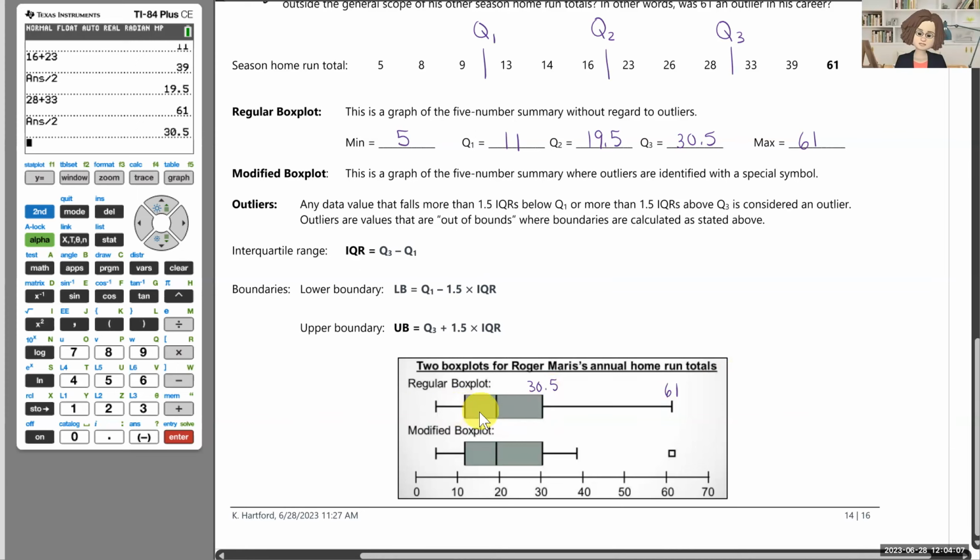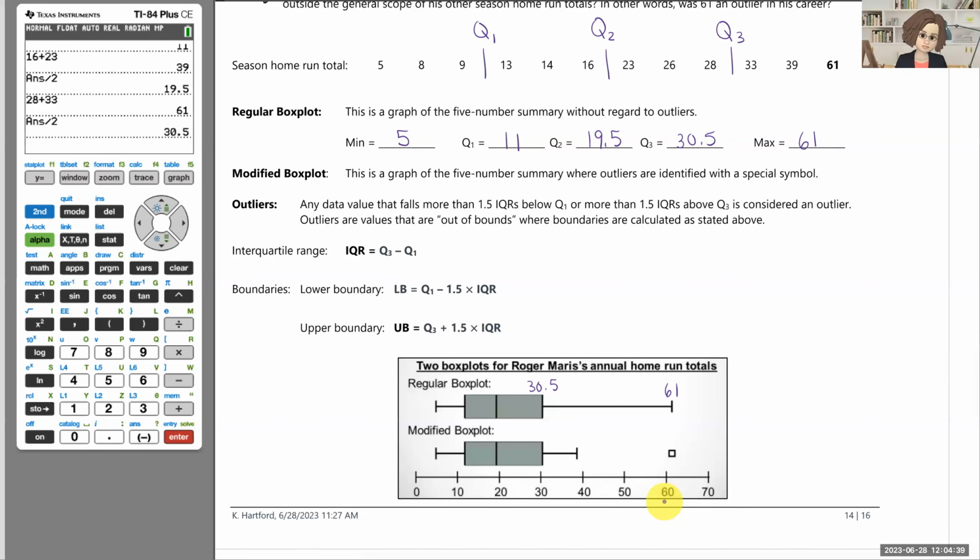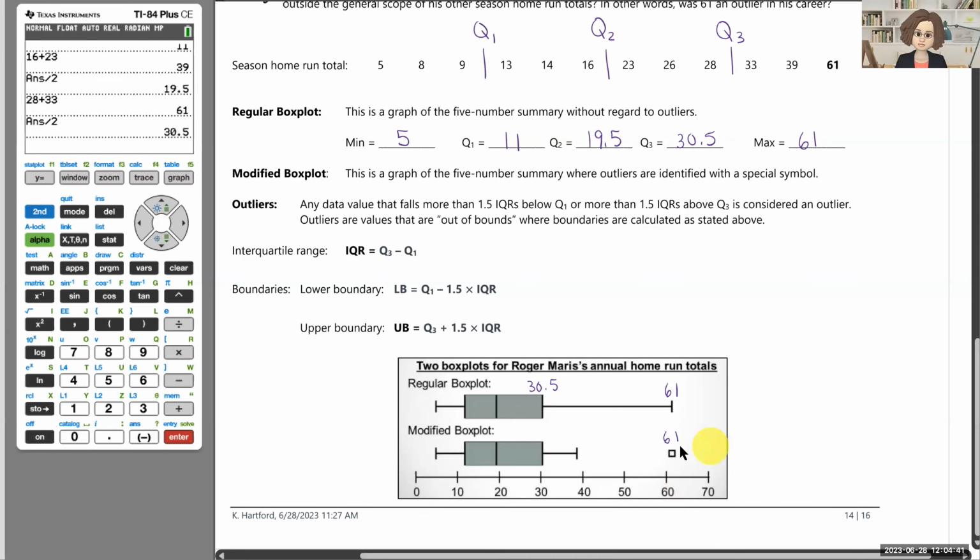Now, when we graph a box plot and we see quite a long whisker, it's an indication that we may want to consider 61 as an outlier, so something very different from the rest. So if we decide mathematically that 61 should be designated as an outlier, what we'll be doing is modifying our box plot. It's called a modified box plot, to use a special symbol to designate that value of 61 as an outlier. So there it's just a little rectangle, but we need to step through the math on how to determine if that value is an outlier.